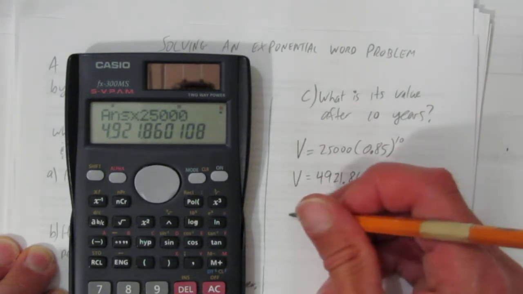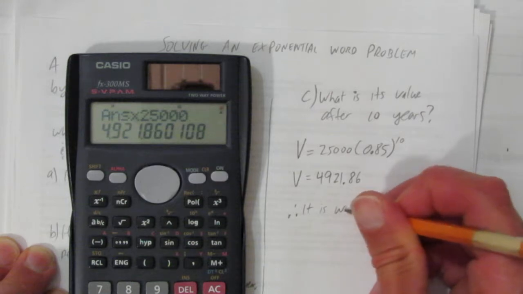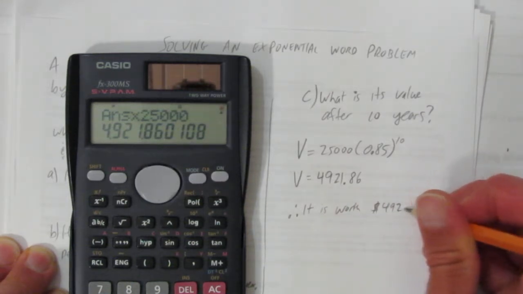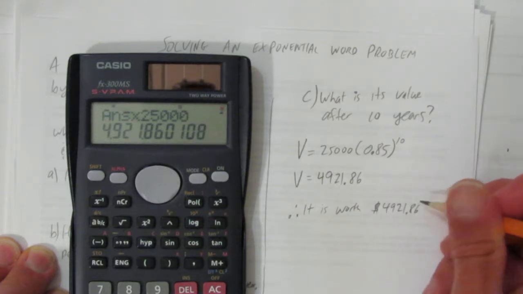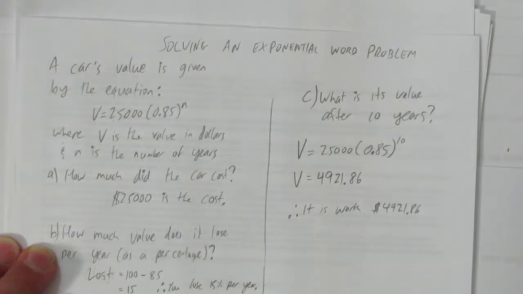It's a word problem. We should have a word answer. Therefore, it is worth $4,921.86. A lot less. That's how exponential decay works. That's what happens with cars.